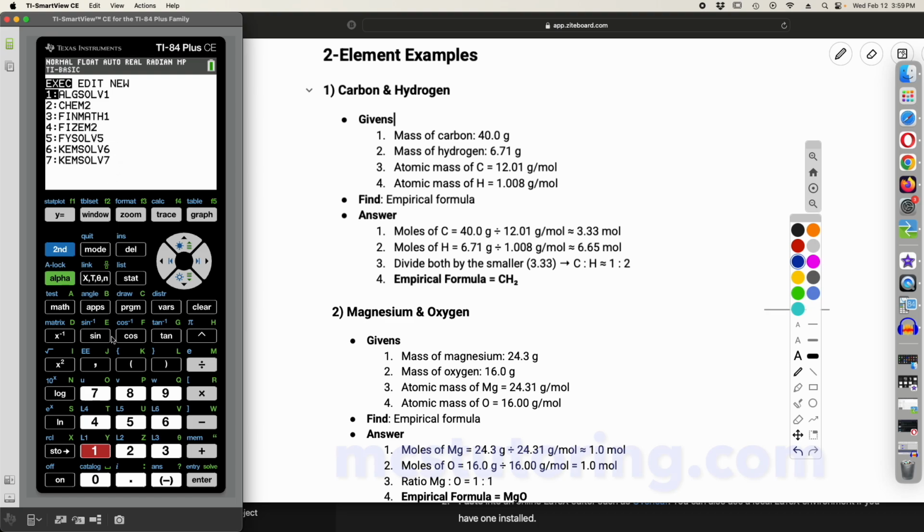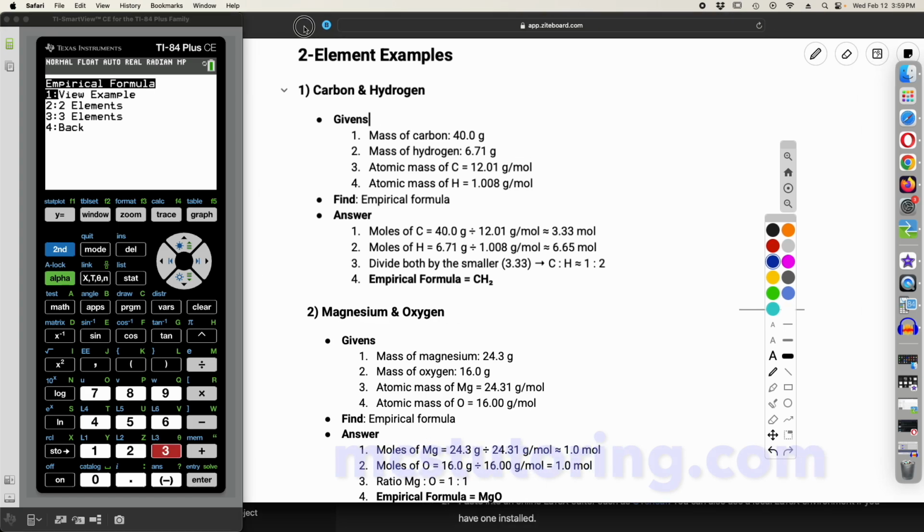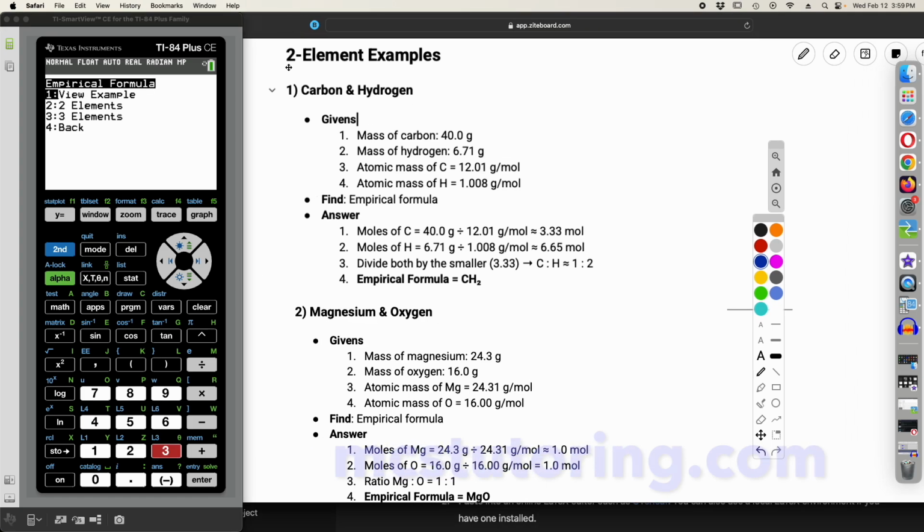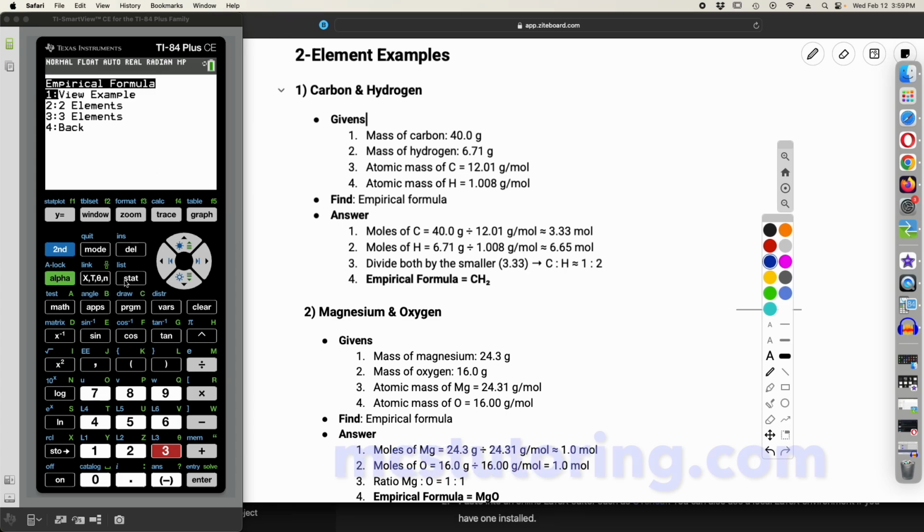We're on iteration number 7, KEMSOLV 7. Just so you know. So for the other people, here we go. We're going to talk about stoichiometry, specifically empirical formula. This thing has been a beast, so bear with me. This has been the most frustrating thing I've done on a TI-84 calculator.